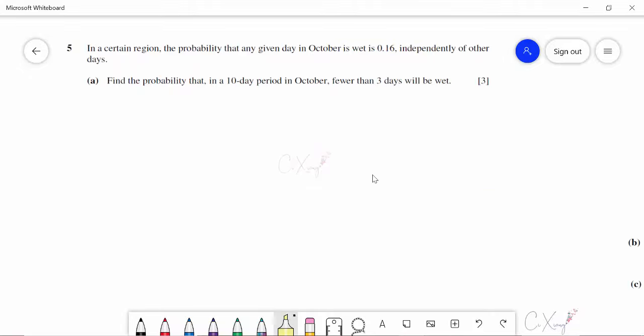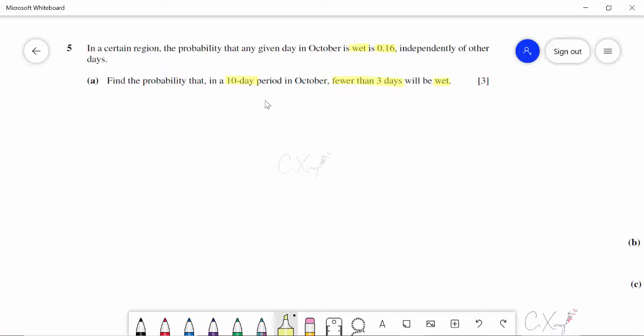Okay, so now we discuss question number 5. Okay, so in a certain region, the probability that any given day in October is wet is 0.16. So they give you the probability that a particular day is wet, which is 0.16, independently of other days. Right, so for part A, they want you to find the probability that in a 10-day period in October, fewer than 3 days will be wet.